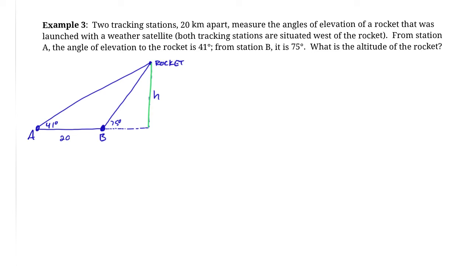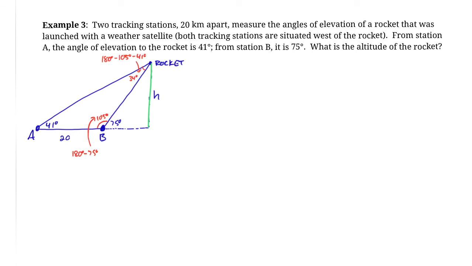Let's first start off by filling in some more information. So can we find this angle right here? We actually can, because if we do 180 minus 75 degrees, we will get this angle right here, which is 105 degrees. And that means we can complete that triangle and fill in this angle right here. If we do 180 degrees minus 105 degrees minus 41 degrees, we will get 34 degrees.